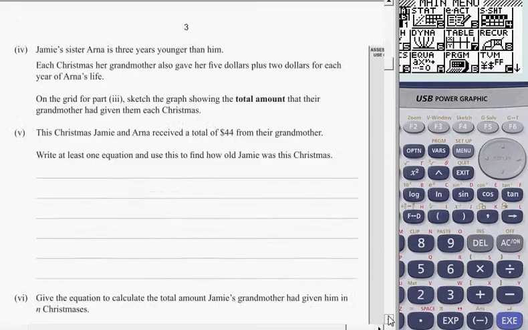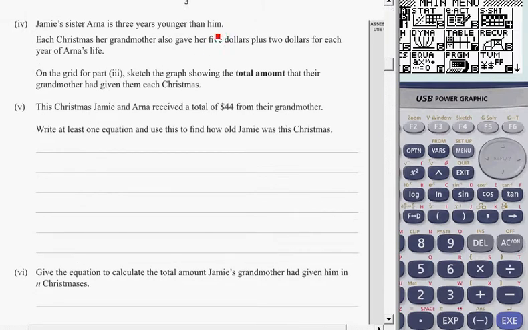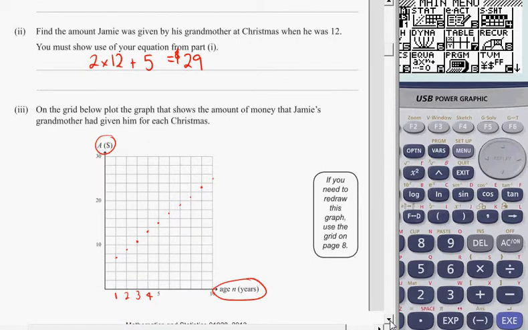Right, now there's a bit of reading involved in the next part. Jamie's sister Anna is 3 years younger than him. Each Christmas her grandmother also gave her $5 plus $2 for each year of Anna's life. In the grid, sketch the graph showing the total amount that their grandmother had given them each Christmas. And Anna is 3 years younger than him. So if we go back, so I feel like I need a table. Jamie, Anna, and this is the total.